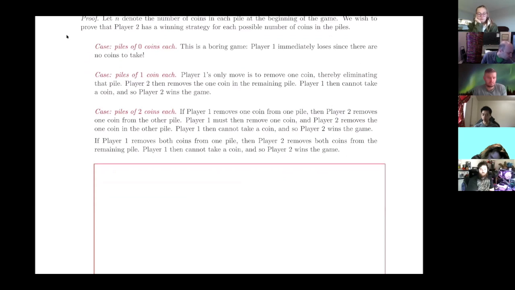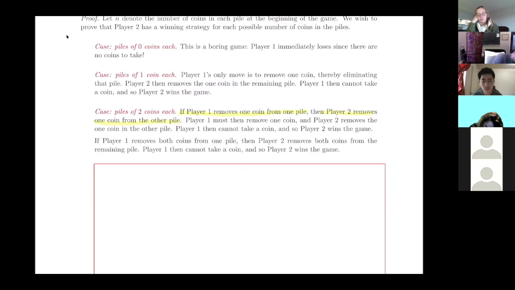If we have piles of 2 coins each, here's the strategy that you might have been discussing in your groups. Player 1 can either take 1 or both coins, and regardless of what happens, player 2 can respond. Notice that the strategy player 2 employs is doing the same thing that player 1 did to the other pile. If player 1 removes 1 coin from the pile, player 2 removes 1 coin from the other pile, and they would win. If player 1 removes both coins, player 2 removes both coins, and they win.